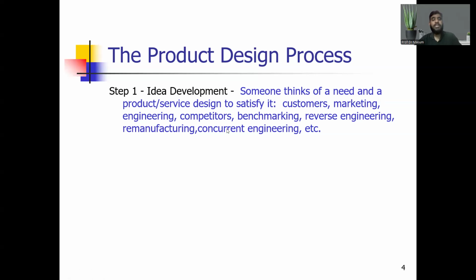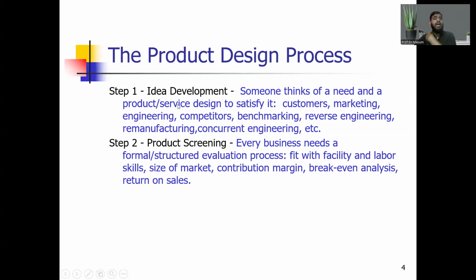So when you are working in a team and you are designing a product, developing the idea, this is known as concurrent engineering. So you have to develop the idea first. The idea may come from customers, may come from the marketing team, may come from the engineering team, may come from the competitors, may come from benchmarking, may come from reverse engineering, may come from the remanufacturing concept, and may come from the concurrent engineering process, or team environment, team discussion.